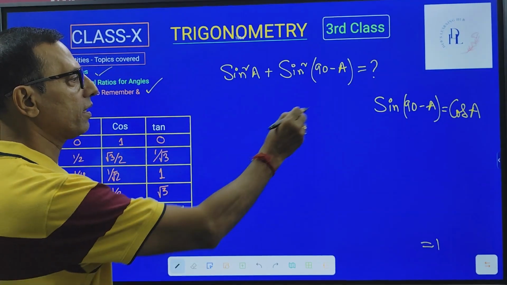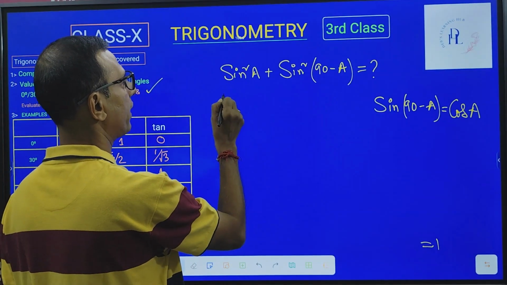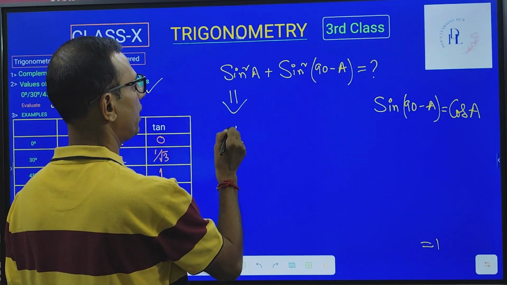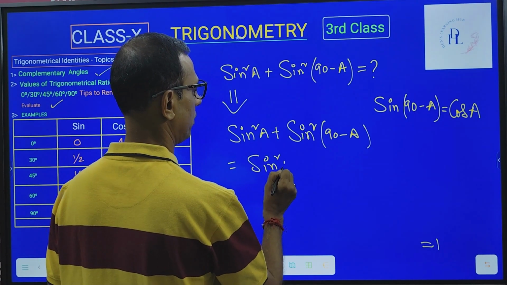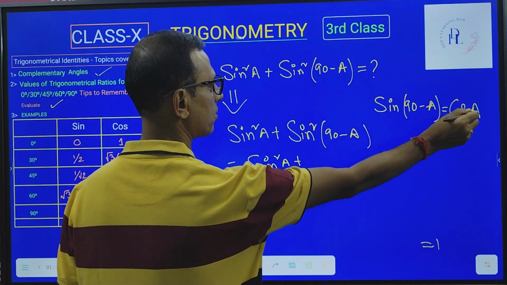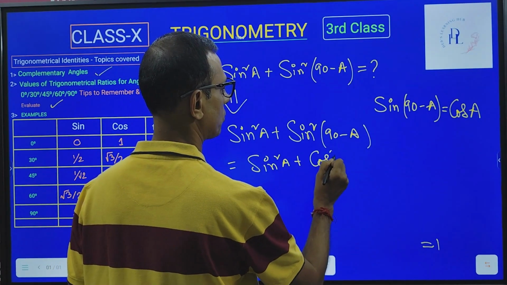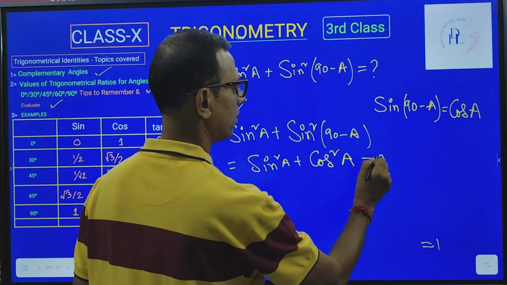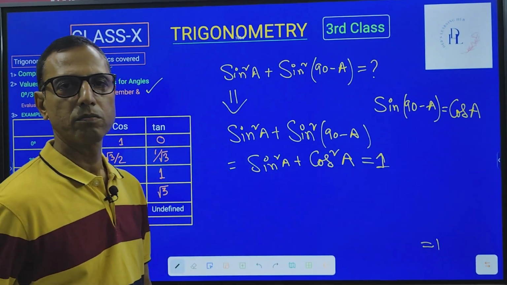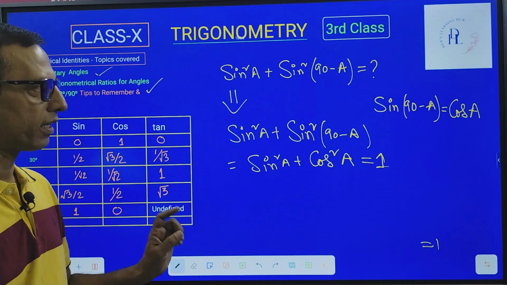So if sine of 90 minus a equals cos a, that means what we can write down from this step is sine square a plus cos square a. Sine of 90 minus a means cos a. So sine square a plus cos square a equals 1. Problem is done, with respect to complementary angle.